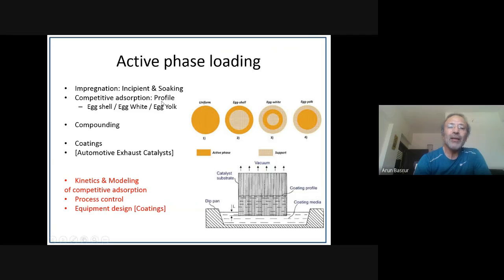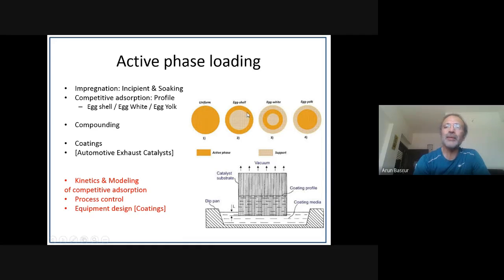Now the profile or the distribution of the active phase across the catalyst particle can be either uniform, eggshell, egg white, or egg yolk. So if there are no issues of film diffusion, one can afford to use a uniform distribution. Whereas if the reaction is highly exothermic and one can expect film diffusion, then it doesn't make sense to have uniform distribution. It is good to have all your catalytic material on the outer surface of the catalyst particle.